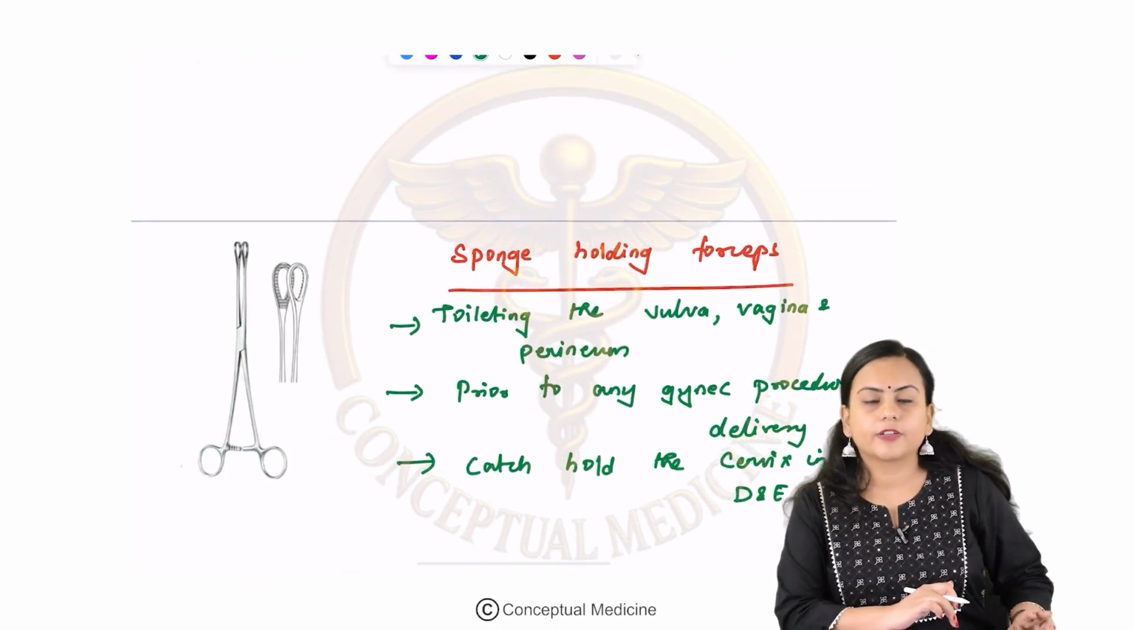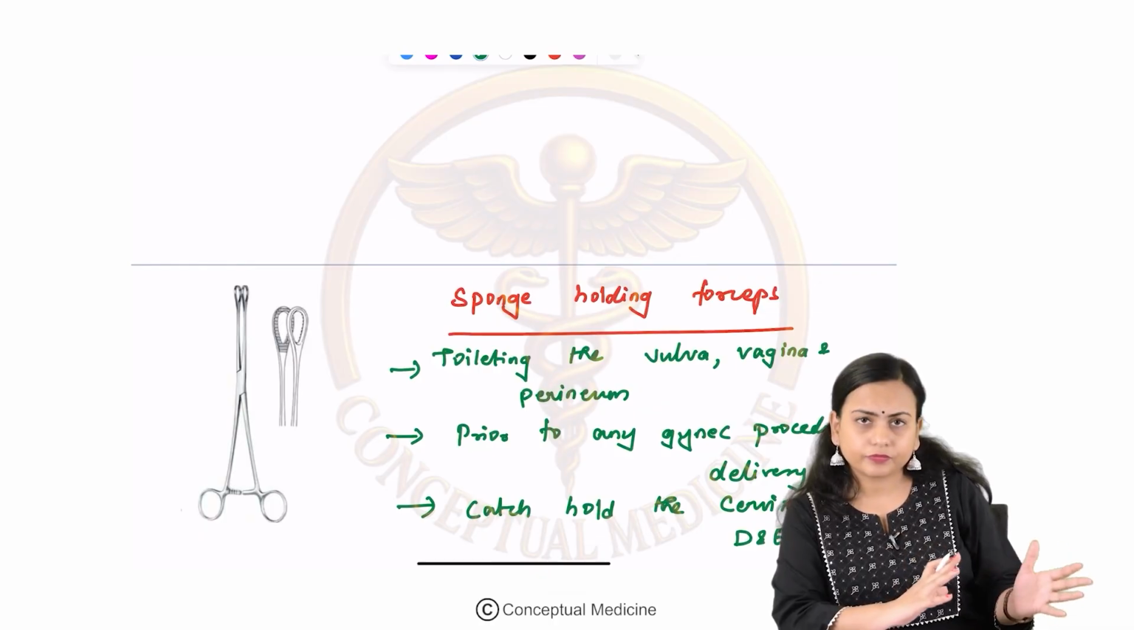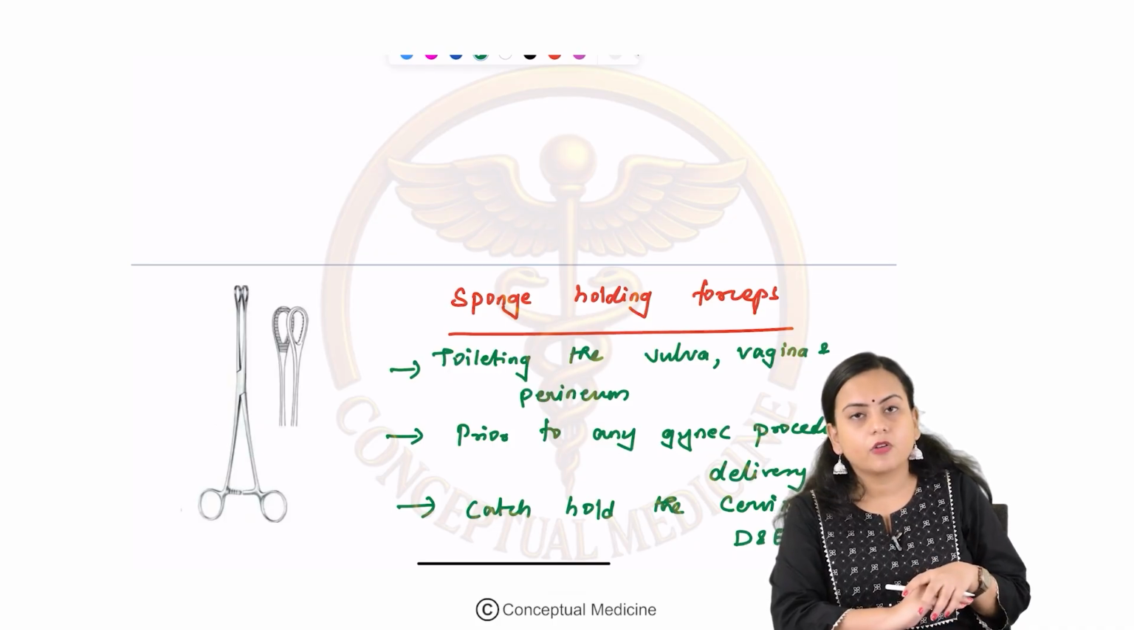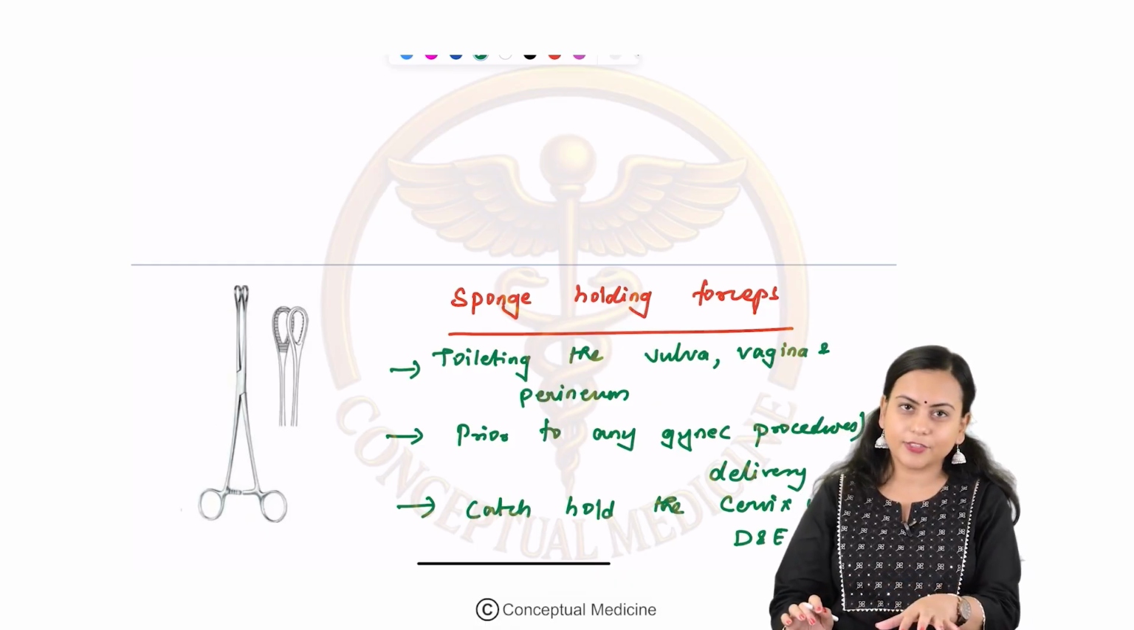So I hope you have understood about medical termination of pregnancy, what are the various methods and how you will be doing it in the first trimester and second trimester, what are the surgical methods, what are the steps in surgical methods, and also about the MTP Act. And we have discussed some of the instruments also.